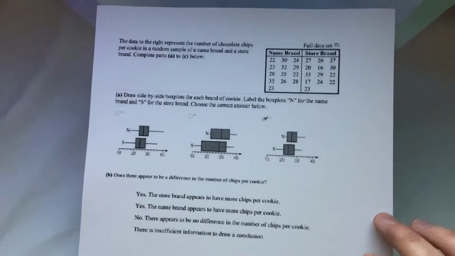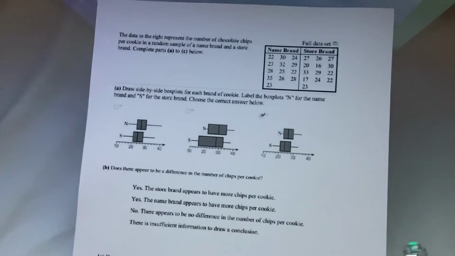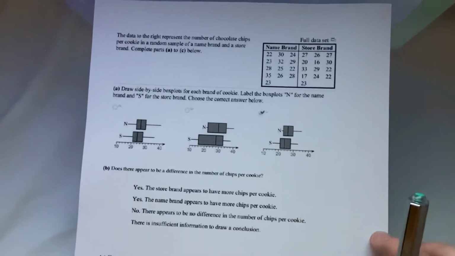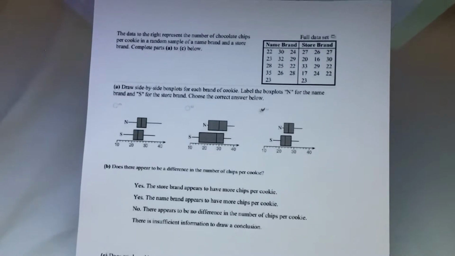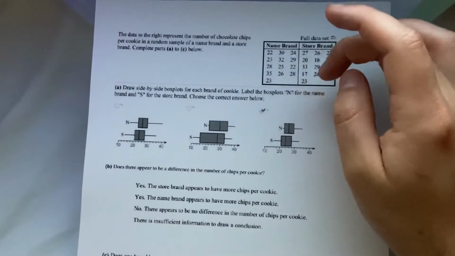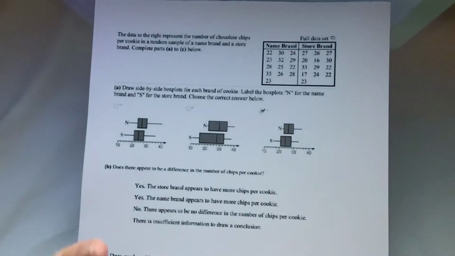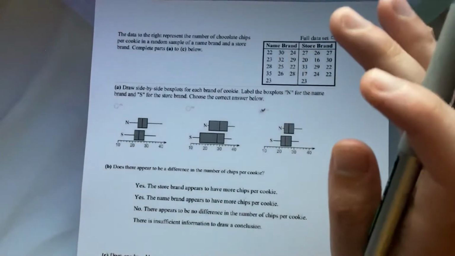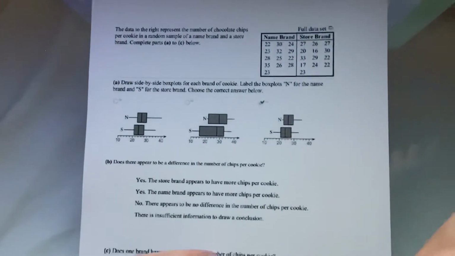So let's answer the type of question you might see on your homework. The data to the right represent the number of chocolate chips per cookie in a random sample of a name brand and a store brand. Complete parts A to C below. It says draw side-by-side box plots for each brand of cookie, label the box plot N for the name brand and S for the store brand, and choose the correct answer. So you would take your data, find the median, find the interquartile range, the fences, the first and third quartiles, and it's this one for reference, and we're going to interpret this picture.